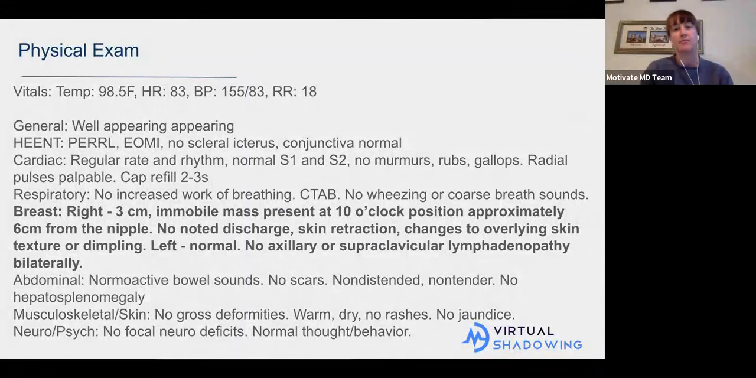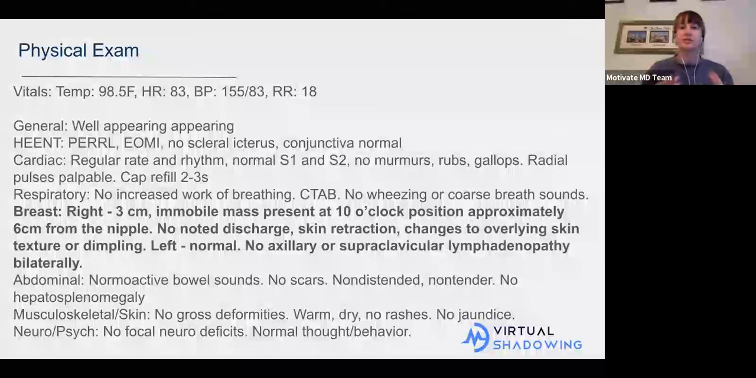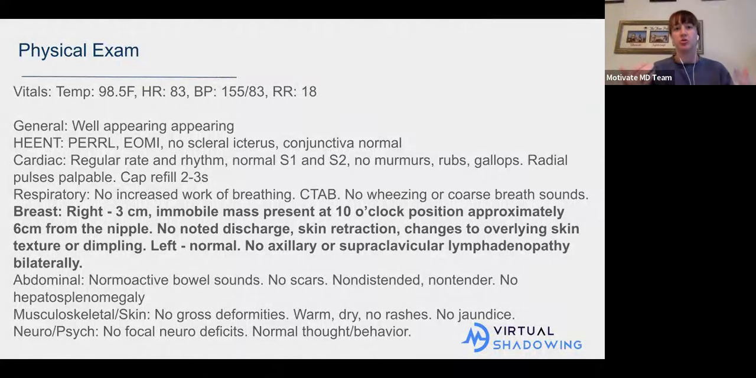But a part of a comprehensive breast exam is you actually examine the patient in multiple positions. You'll examine them first sitting up, and then you'll examine them laying down. That's because breast tissue falls differently depending on your positioning. So whenever you're doing a breast exam, you essentially do the same thing twice, but one time they're sitting up and the next time they're laying down.